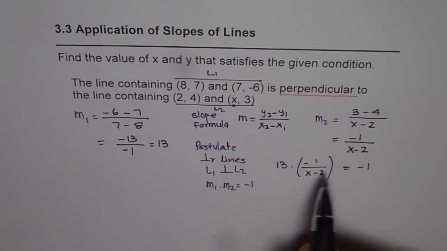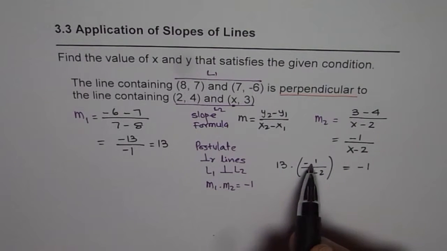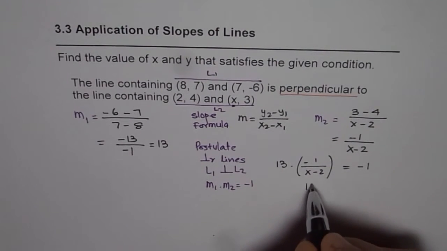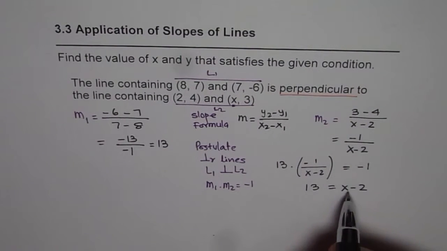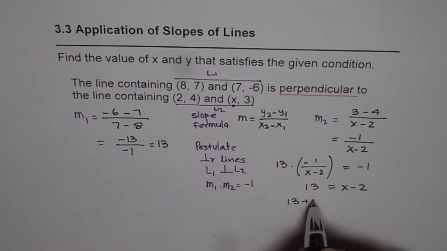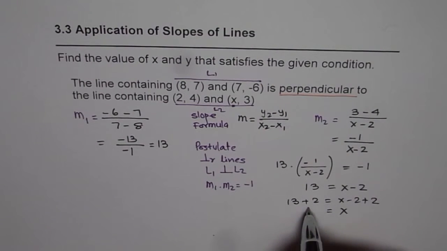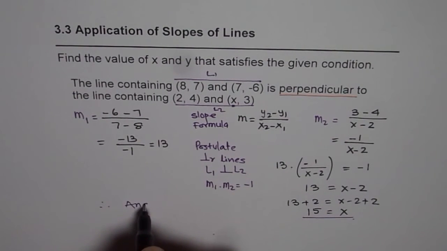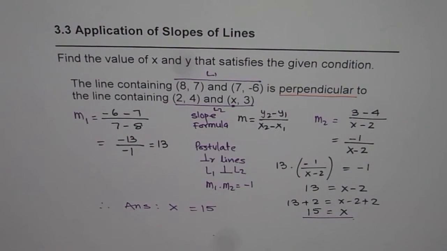Now we can solve. We can multiply both sides by x - 2 and divide by -1, so we get 13 equals x - 2, and then we can add 2. If we add 2 on both sides, we get x - 2 + 2, or x, is equal to 15. So that is how we can find the value of x, and therefore our answer is x equals 15, correct? So that is how you can solve these questions.